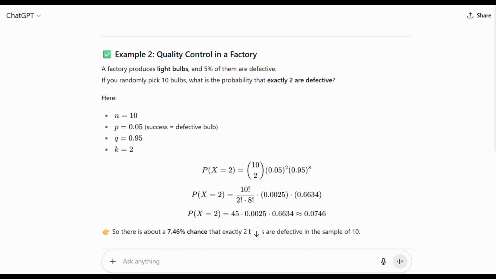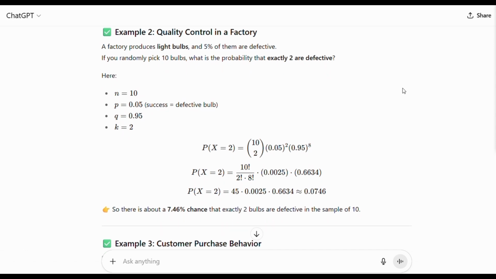So next example, it is again another very good example. A factory produces light bulbs. Very important example. Light bulbs, and 5% of them are defective. So from here you are getting the probability of getting a defective is 5%, right? 5% is equivalent to 0.05.